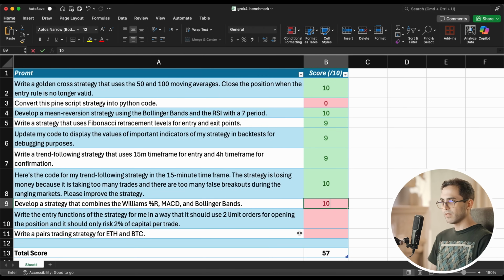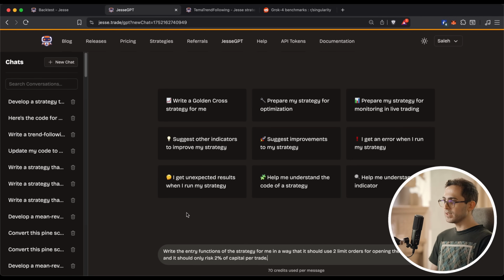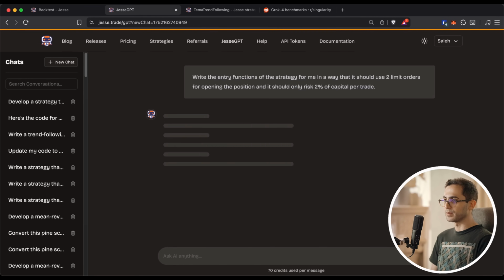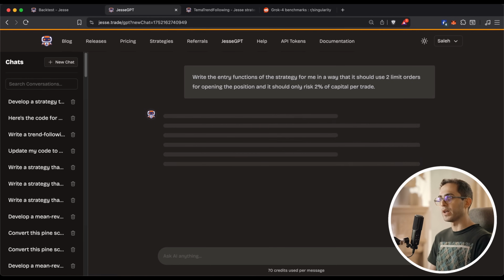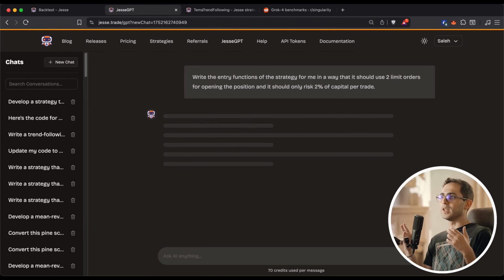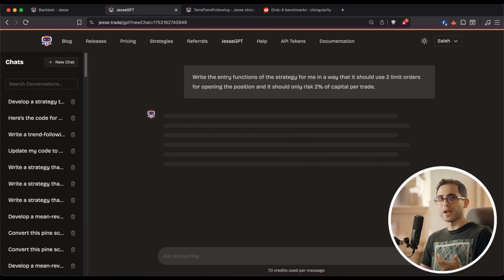All right, so I'm gonna give it a perfect 10, but I wish I could have given it a bigger number. Next, write the entry functions of the strategy for me in a way that it should use 2 limit orders for opening the position, and it should only risk 2% of capital per trade. Again, this is an easy one, but I wanna see if it's smart enough to just give me one function, not the entire strategy, because sometimes that's all you need, right?